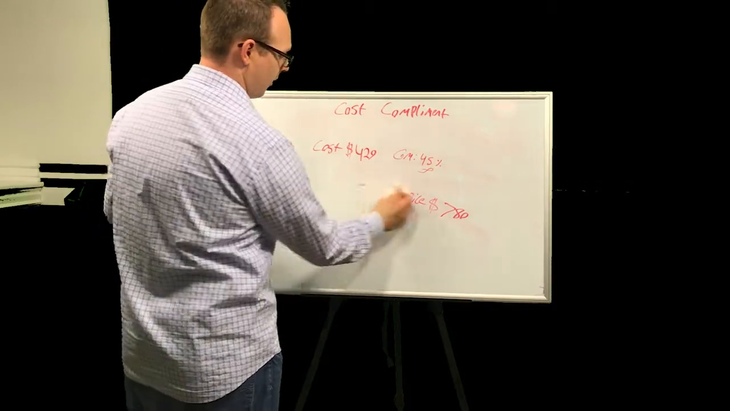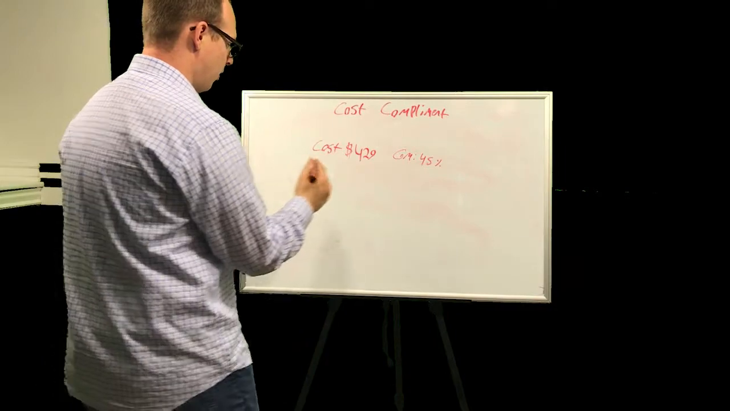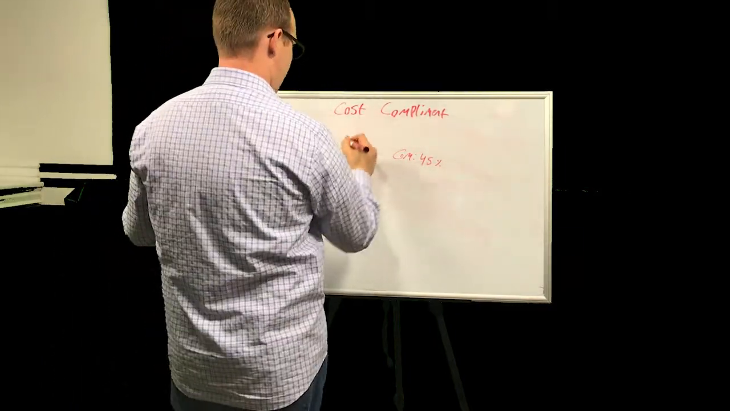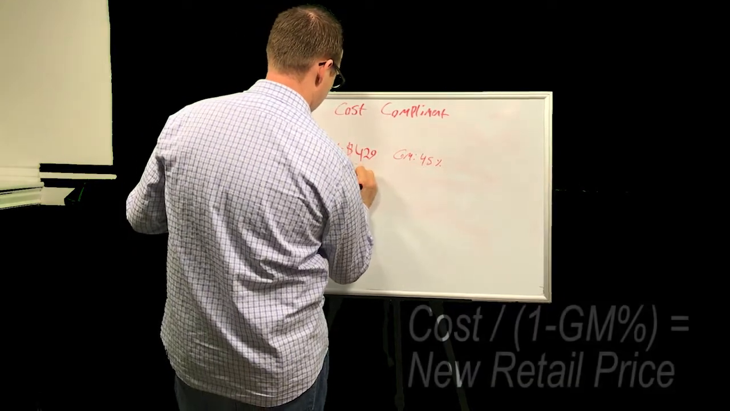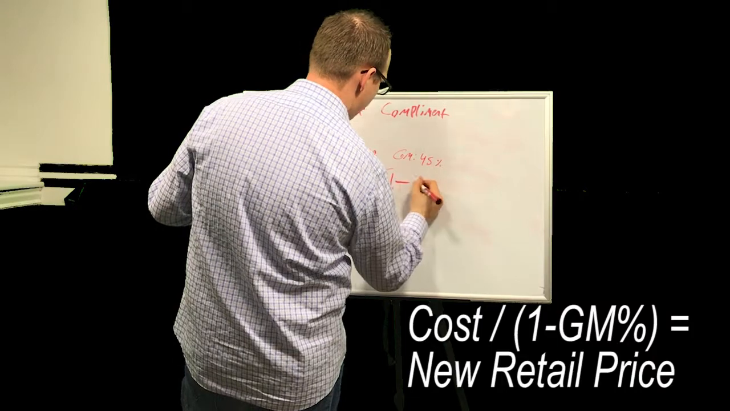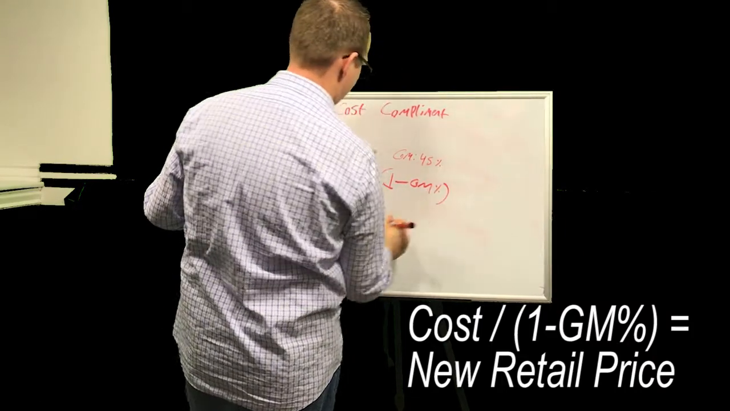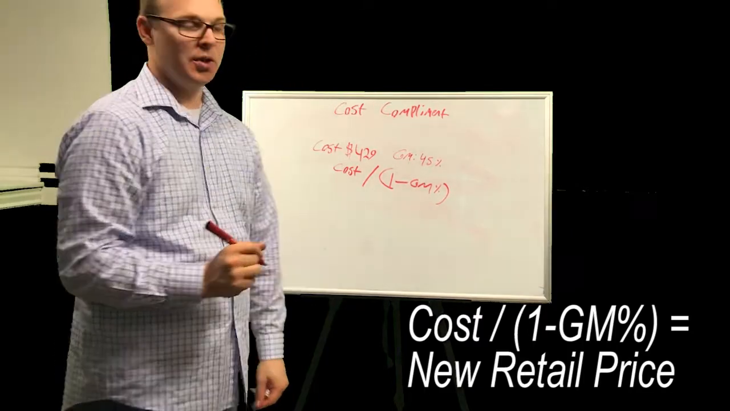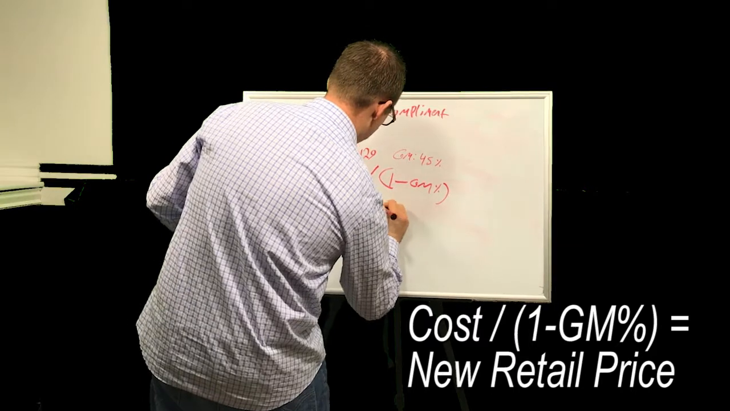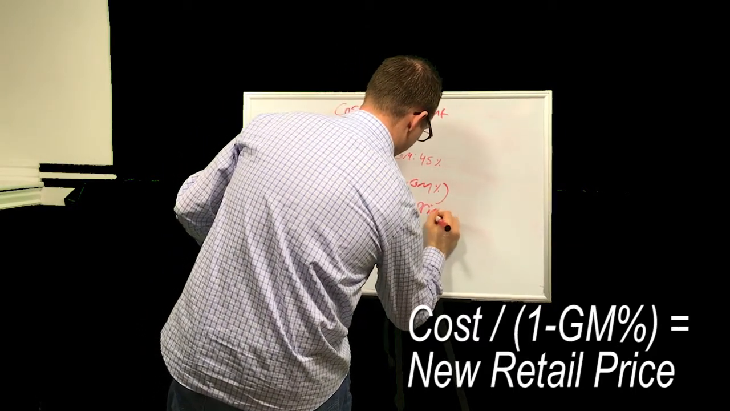So let's erase this here, okay? And let's write the formula. The cost complement formula is cost divided by 1 minus your desired gross margin percent. Did I lose anybody there? That equals your retail, your new retail price.